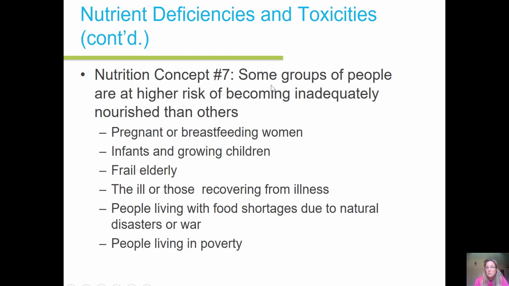Also, number 7, some groups of people are at a higher risk of becoming inadequately nourished than others. So these are all examples of folks who are at a higher risk, or they might need higher amounts of key nutrients than the general population. So for example, women who are pregnant, folic acid is a huge need for those women who are pregnant. So they need higher amounts of folic acid during pregnancy. So each one of these different populations definitely have a higher risk of malnourishment.